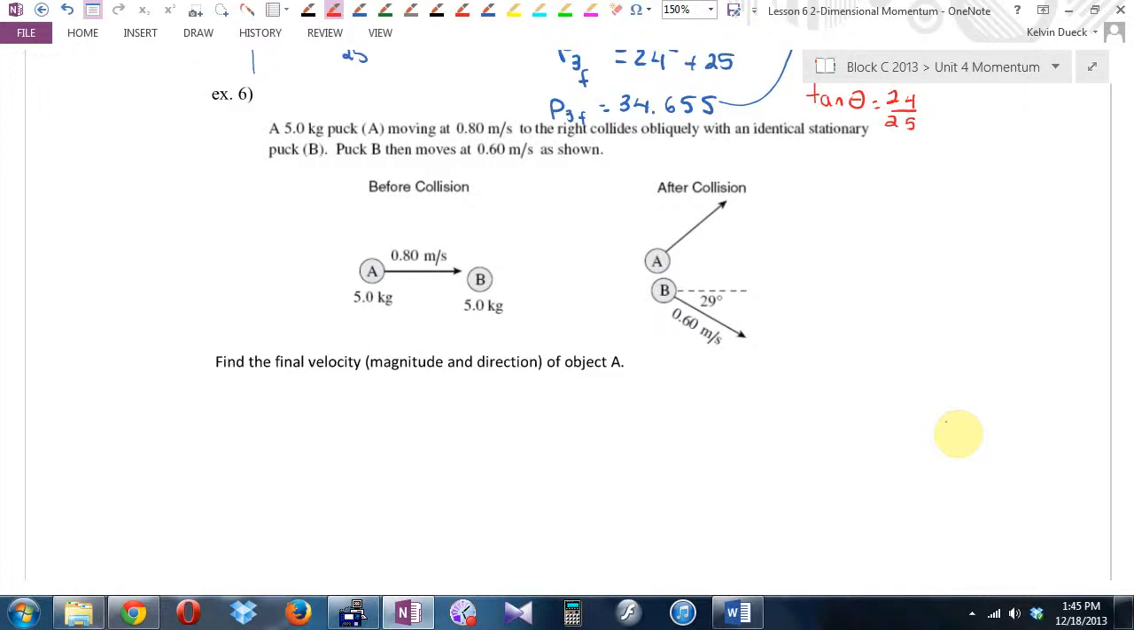Now, the diagram does that too, but I wanted to sneak this word in because sometimes you'll see that on your big momentum review or in the homework. They'll use the word obliquely. Obliquely means, yeah, they banked off each other. They glanced off each other. It was not head-on.